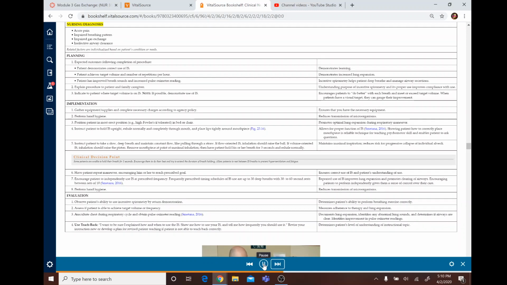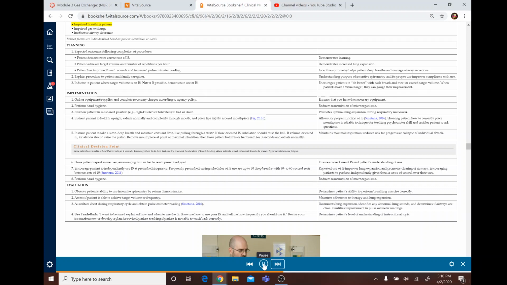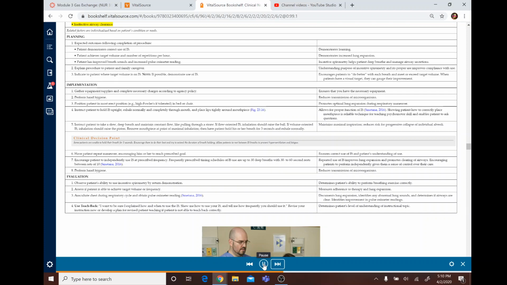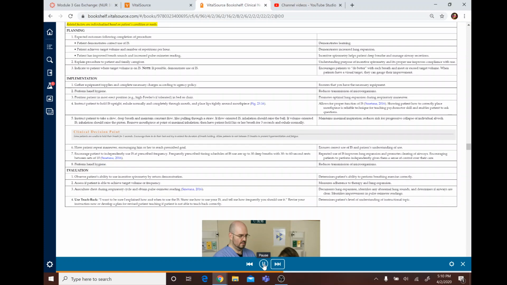Nursing diagnoses. Acute pain. Impaired breathing pattern. Impaired gas exchange. Ineffective airway clearance. Related factors are individualized based on patient's condition or needs.